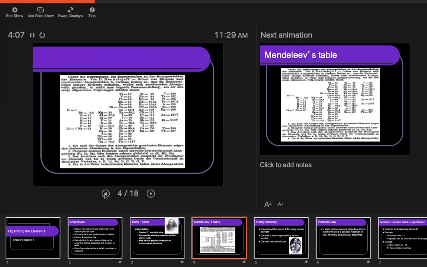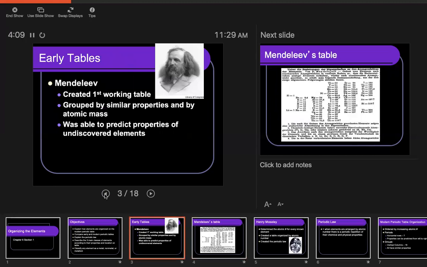He noticed those empty spots though, and he was able to say, okay, I bet it has a mass of about 68. And I bet it behaves like this.